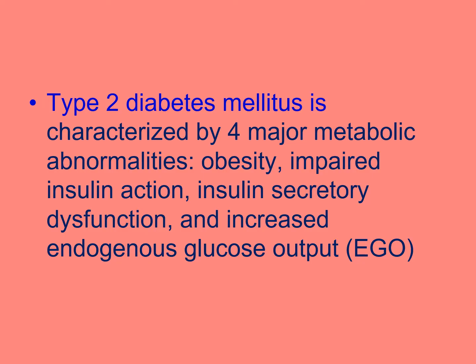Four major metabolic abnormalities: obesity, impaired insulin action, insulin secretory dysfunction, and increased endogenous glucose output. This is very important to remember, as these are the characteristic features of type 2 diabetes mellitus. These are the four pathogenetic mechanisms which lead to the development of type 2 diabetes.